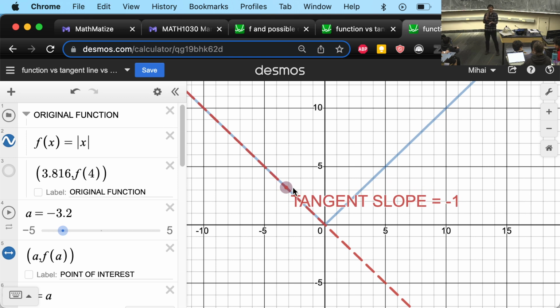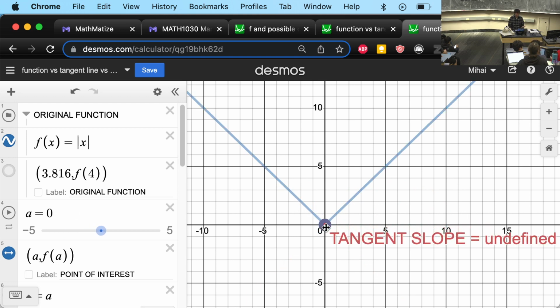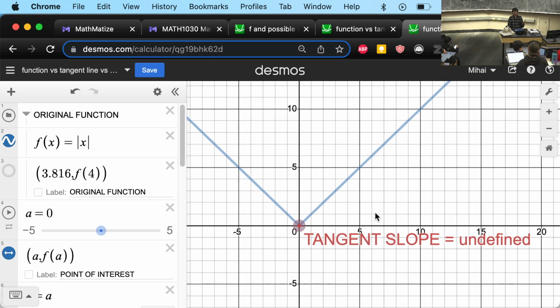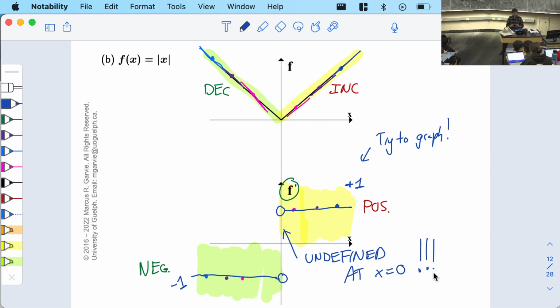But the question is, what happens exactly at x equals 0? Desmos will answer it for us by just putting the point exactly at 0 and seeing what happens. Okay, I've got to get it exactly at 0. The tangent slope is equal to undefined. At 0, the derivative is undefined. That is the right thing that is happening. So you should draw big fat open dots, undefined at x equals 0. So this is a big important new concept. The slope of the tangent line is not defined at 0. The derivative is not defined at 0.